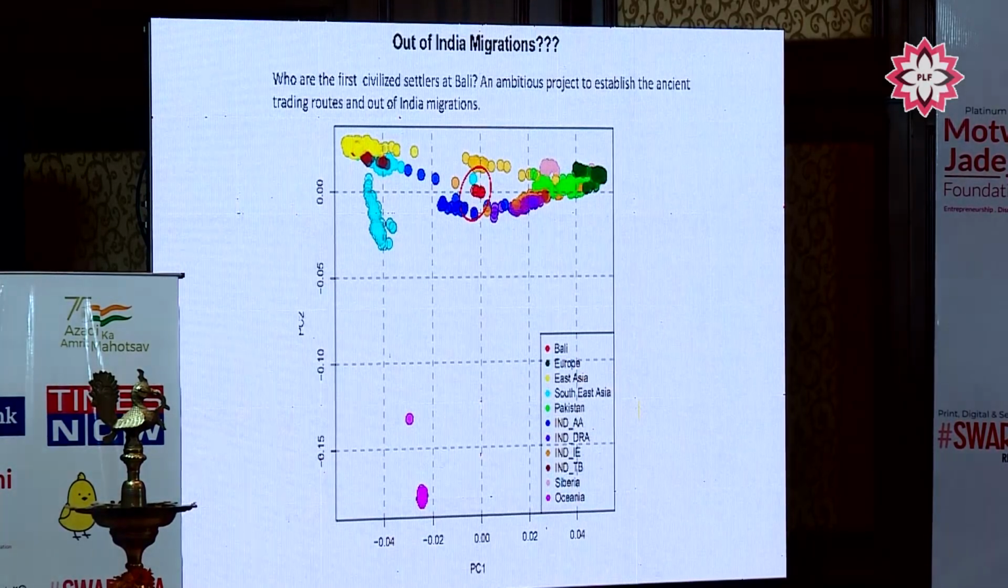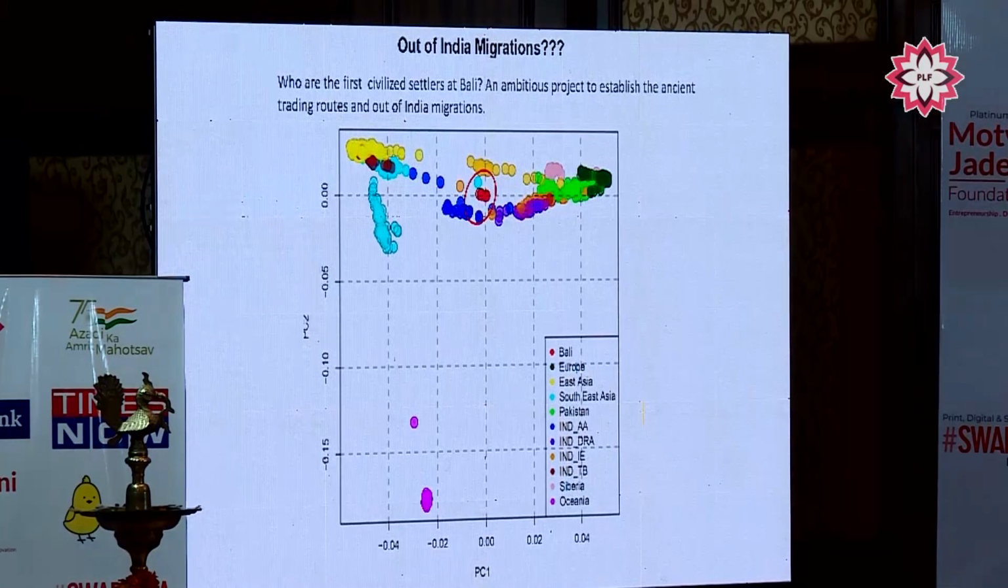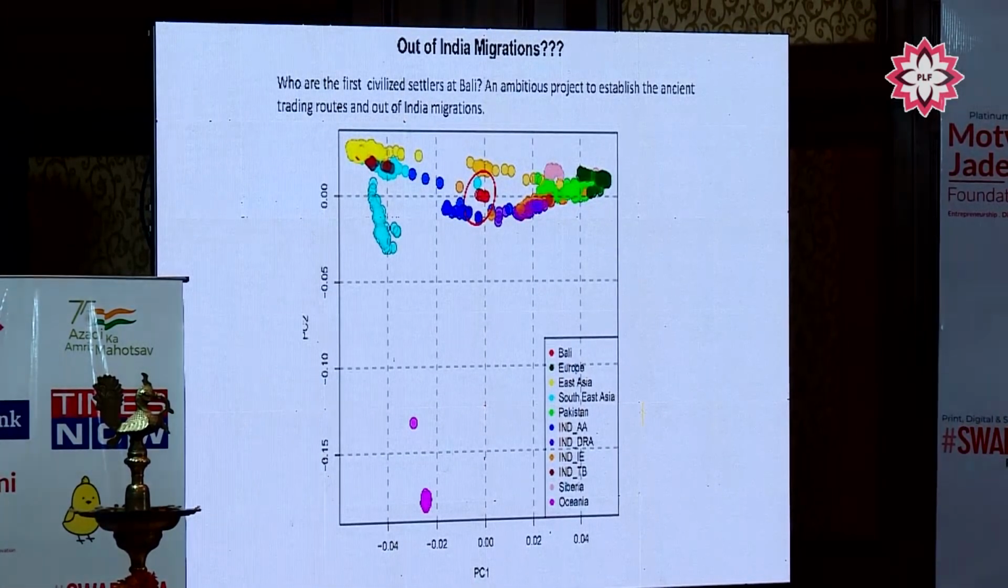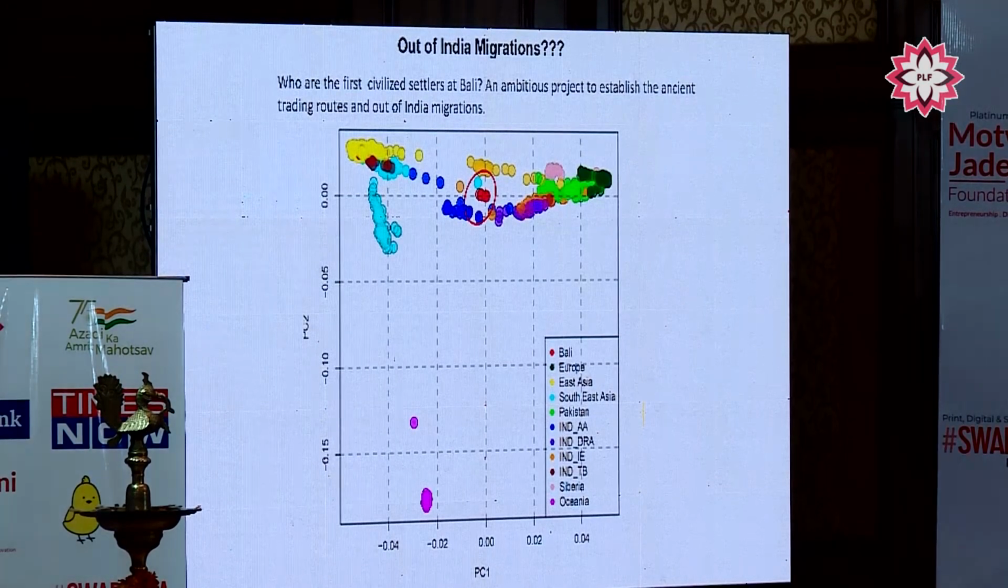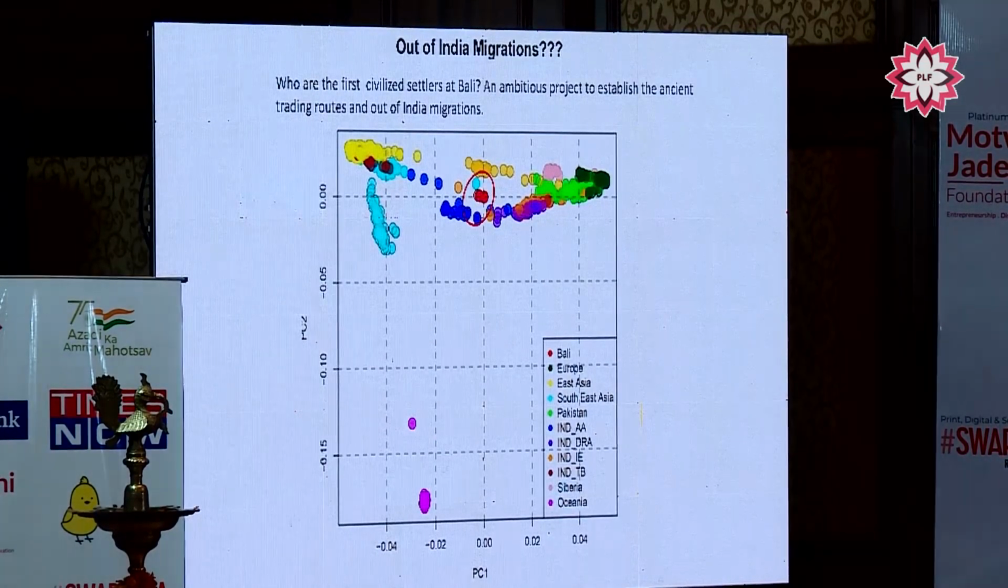Similarly, we also found a strong genetic connection with the Bali populations. Last year, I went there and got a lot of archaeological remains from Bali. So far, archaeological data suggests that around the 3rd century BC, they had strong trade between this Indonesian archipelago region and South India.